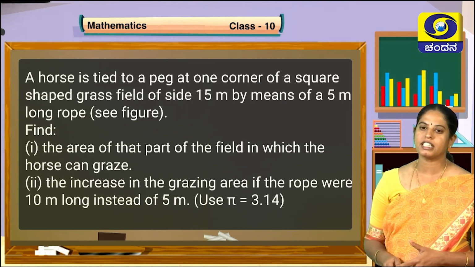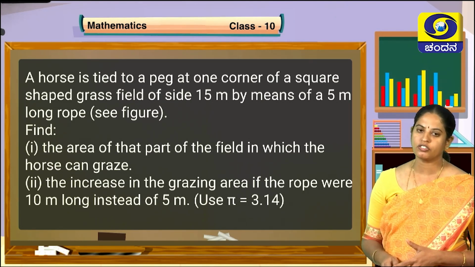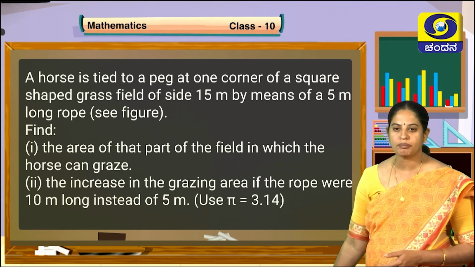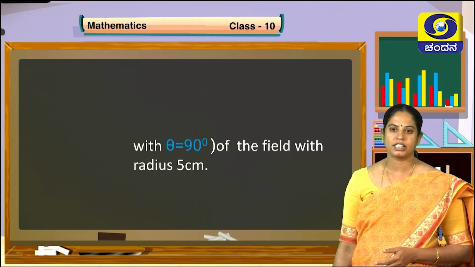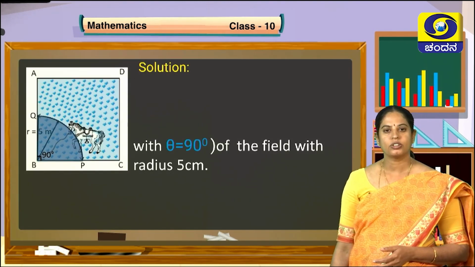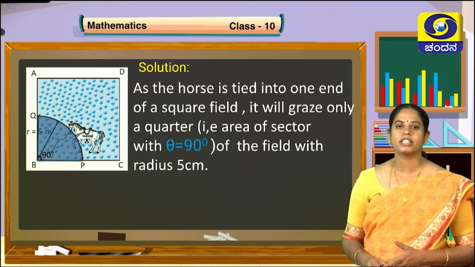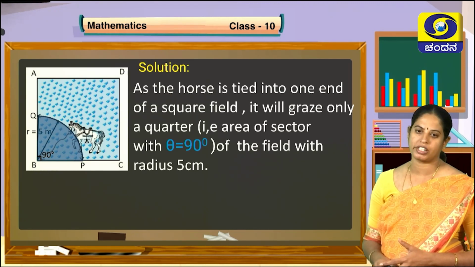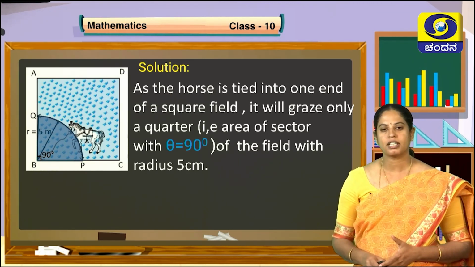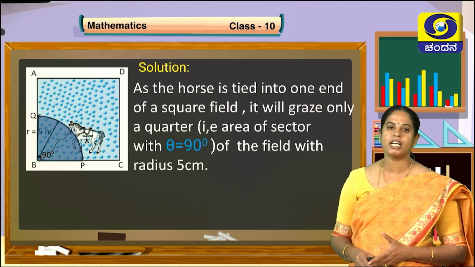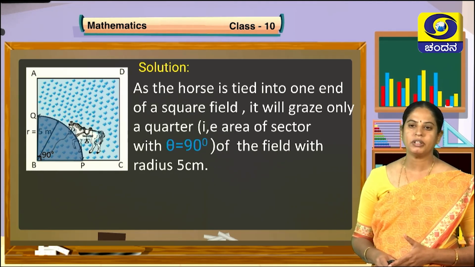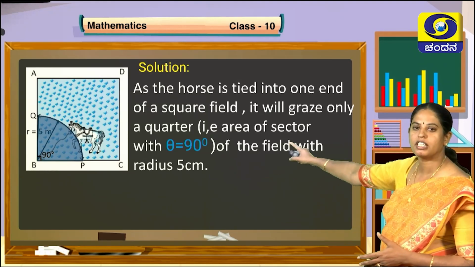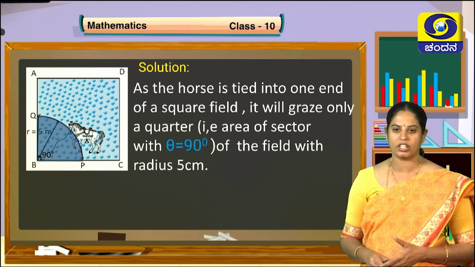If we increase the grazing area, if the rope were 10 meter long instead of 5 meter, we have to find the increased grazing area. Here use the value of pi as 3.14. The figure is as follows. Yes. So, you can observe here the horse is tied to one end of the square field. It will graze only a quadrant. Yes. What is a quadrant? It is the part of the circle bounded by two radii and an arc, whereas the angle between the radii is 90 degrees. Therefore, area of sector with theta 90 degree is called as quadrant.